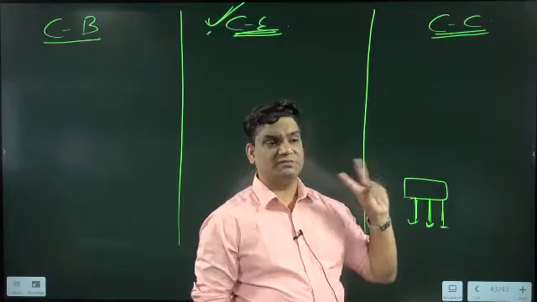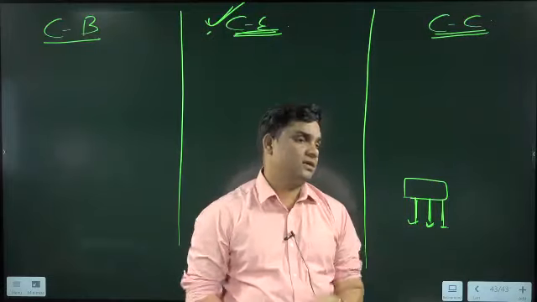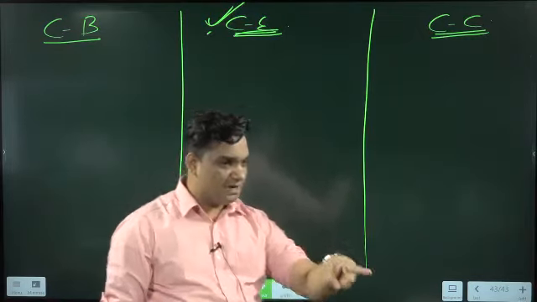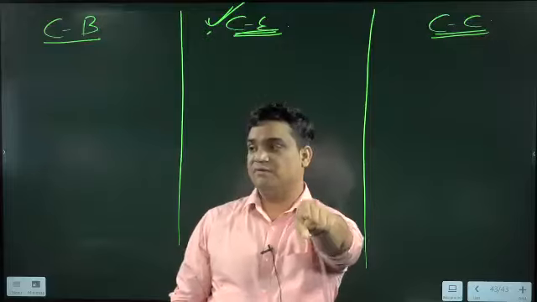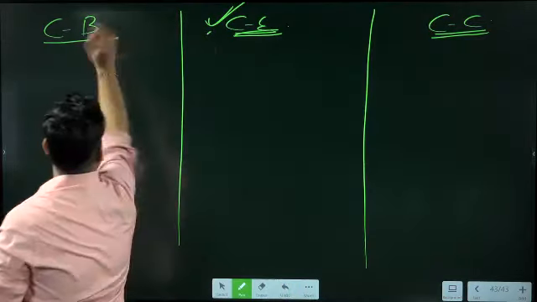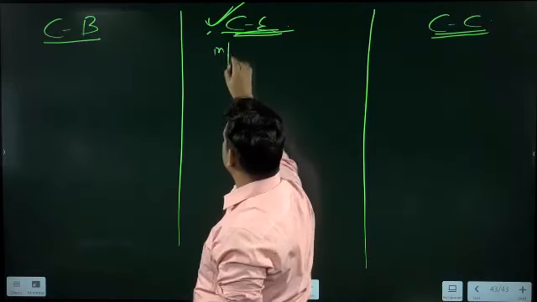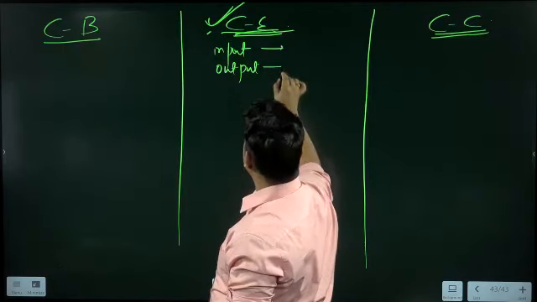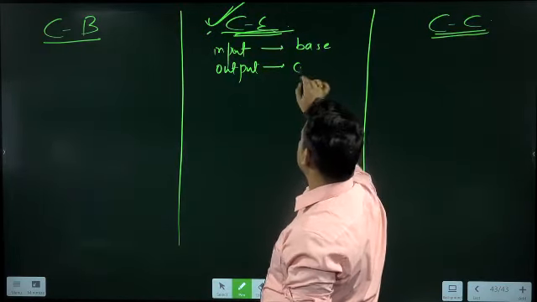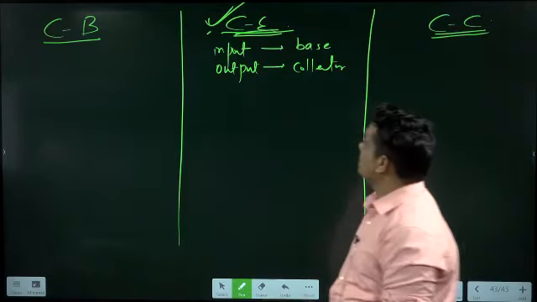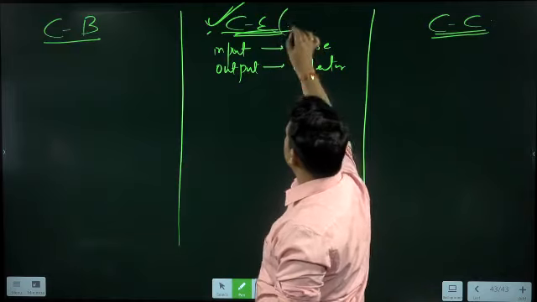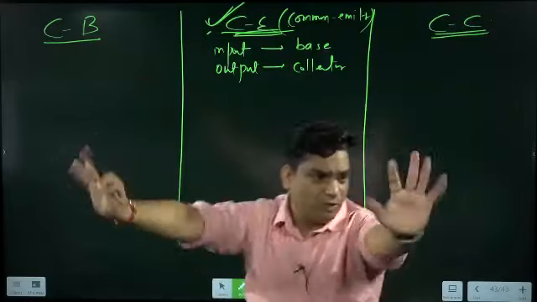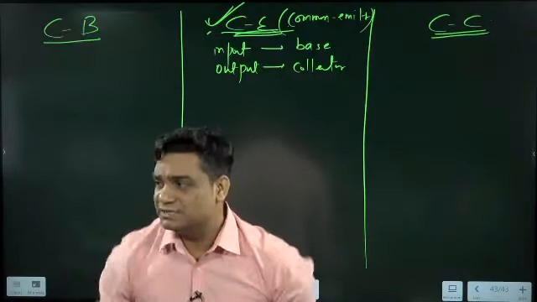So out of 3, we use 1 for input, 1 for output, and 1 will be grounded or common. We prefer to take output from the collector if available, and input from the base if available. In the common emitter, we take input from the base and output from the collector. So you can easily remember: input, base; output, collector. The emitter is common, so base and collector are left to take input as well as output.